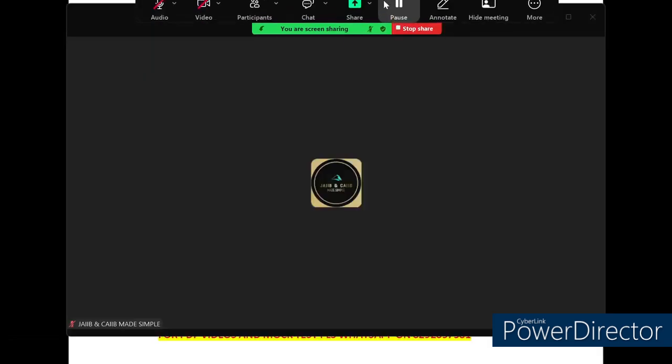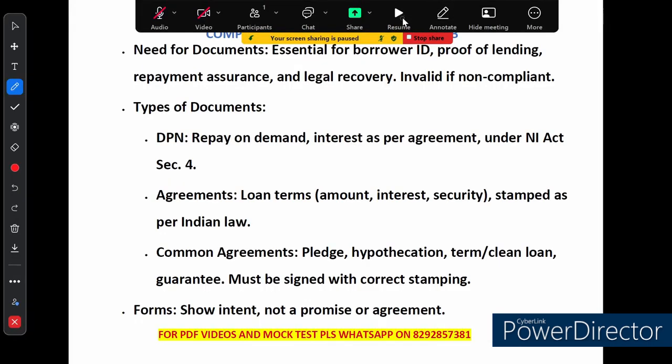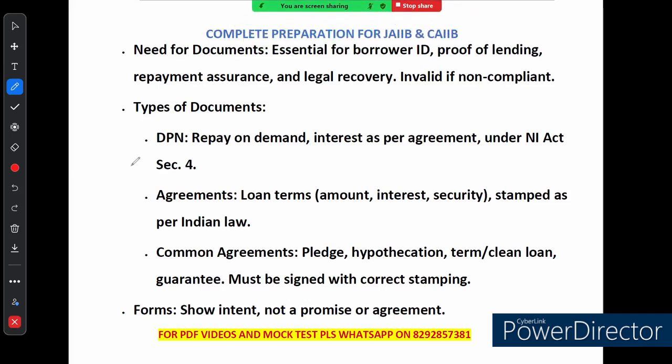Documents are so important in lending, right? The documents play a very important role in lending. These documents are used to identify the borrower, confirm the loan address and loan details, then ensure repayment and even help in legal recovery. But if the documents are not filled out properly, they can become invalid.